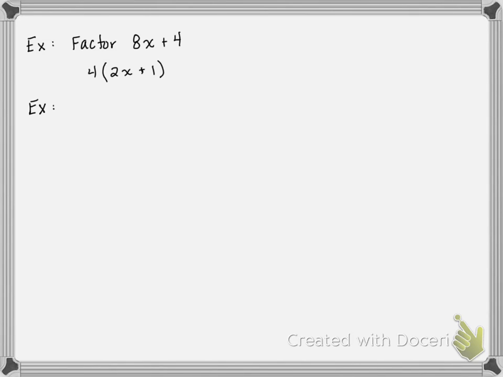So here's one for you to try. Factor 2x to the third plus 10x squared plus 16x. So try that one. Remember, identify what your GCF is first. That comes out in front of the parentheses. And then your leftovers go in the parentheses, whatever polynomial it is that you get when you pull that factor out of each term.